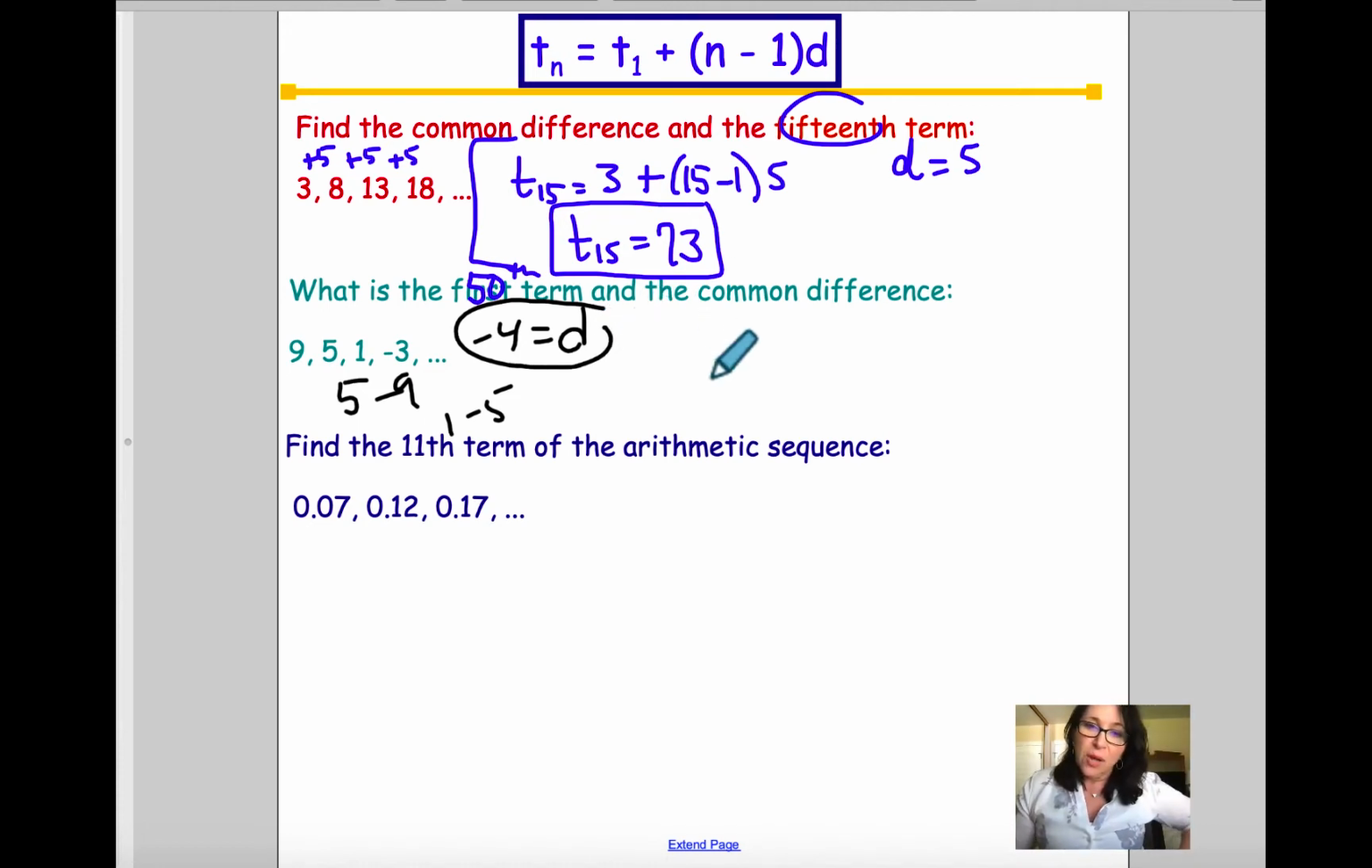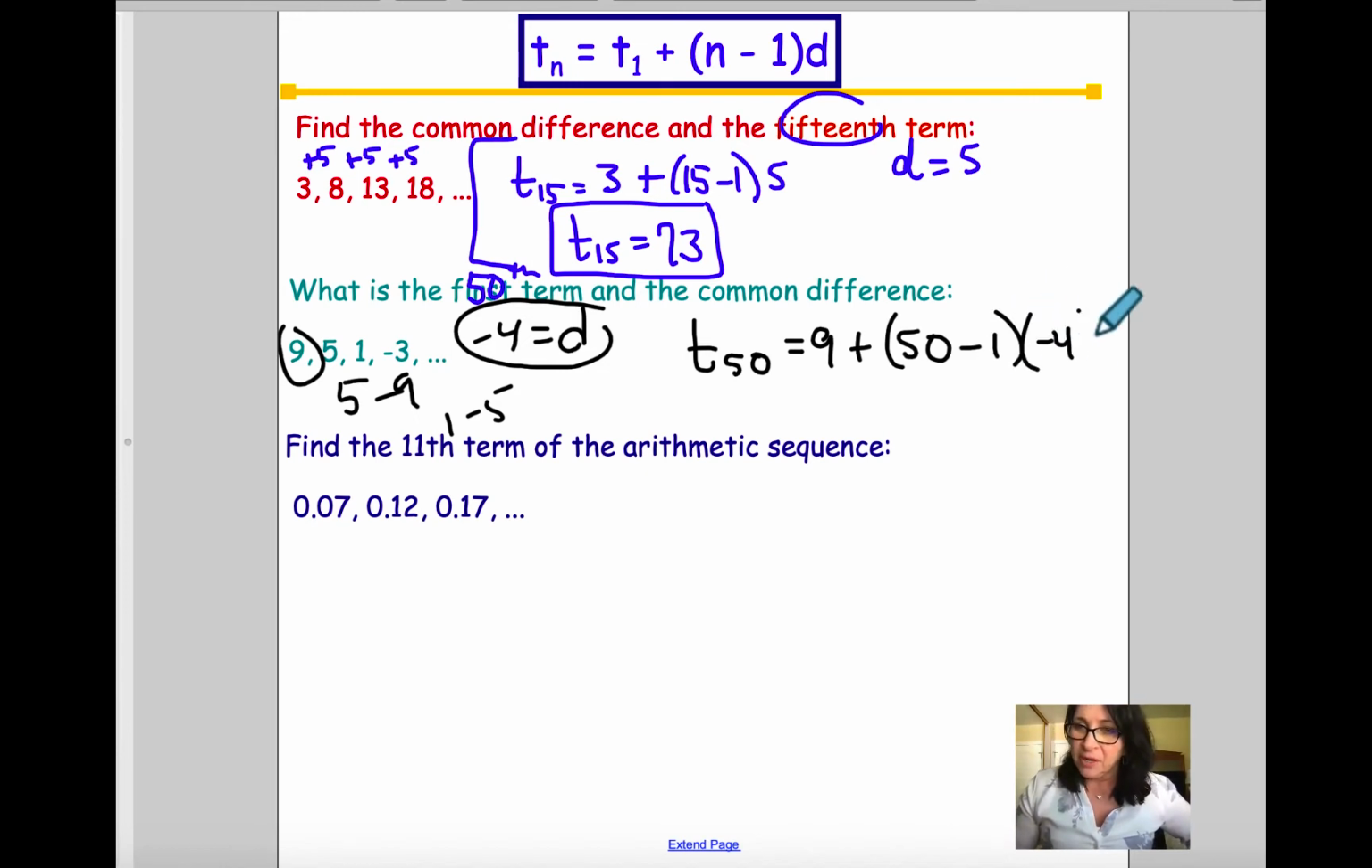Okay, so now I'm going to use my formula because I want to find the 50th term. So T of 50 is equal to my first term, which happens to be 9, plus the 50th term minus 1 times my common difference. So for this problem, I have 49 times negative 4, which is negative 196. Add 9, and I get negative 187. So T of 50 is equal to negative 187.